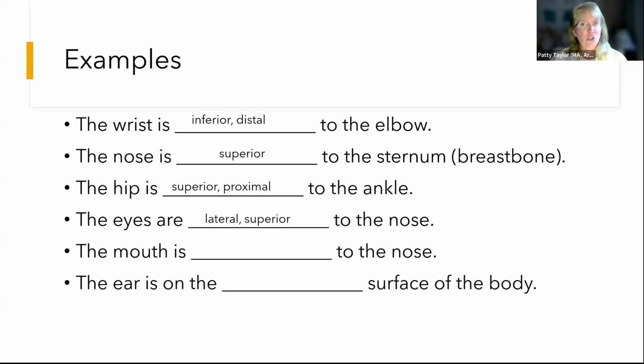What about the relationship between the mouth and the nose? Well, you might say the mouth is inferior to the nose. What surface is the ear on? It's on the side of the head, so you might say it's on the lateral surface of the body.